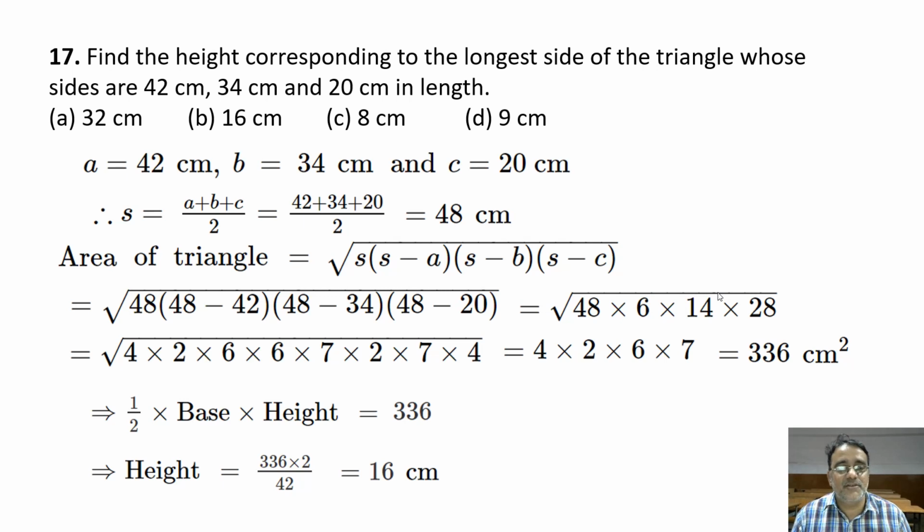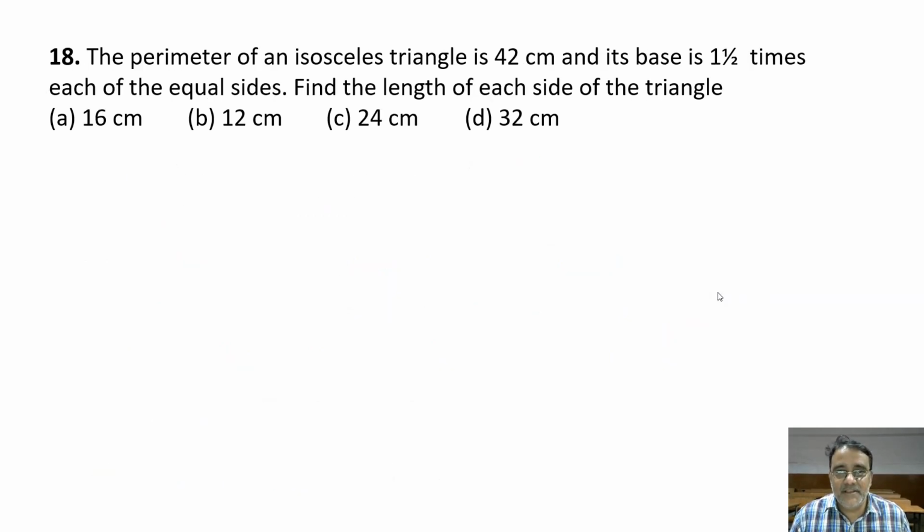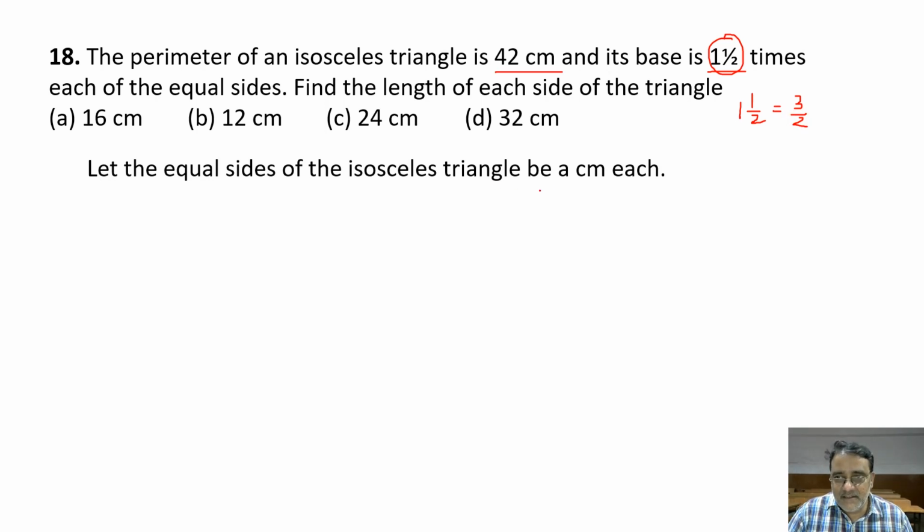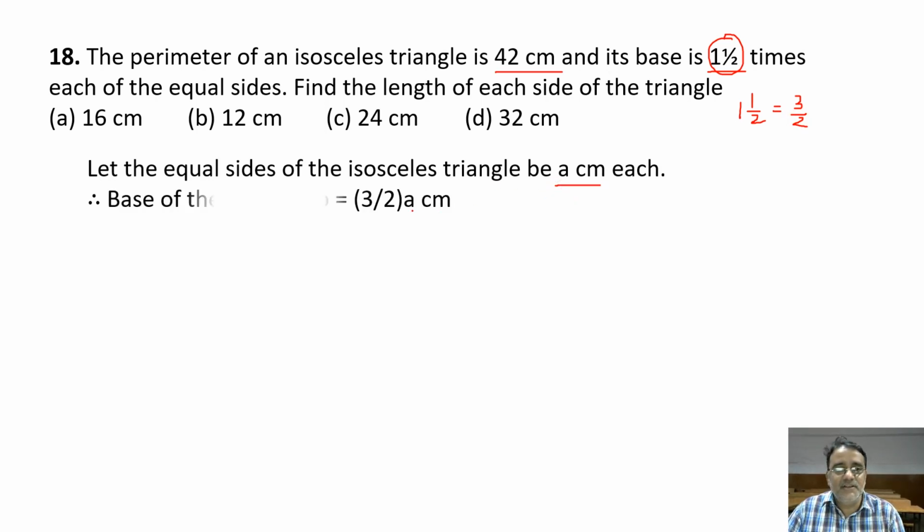So now we are moving towards question number 18. The perimeter of an isosceles triangle is 42 centimeter, and its base is 1.5 times each of the equal sides. So find the length of each side of the triangle. So first we are going to take let the equal side be A. ठीक है, तो उसका बेस कितना हो जाएगा 1.5 is equals to 3/2, right? So let the equal side be A centimeter. So base of the triangle will be equals to 3/2 into A.